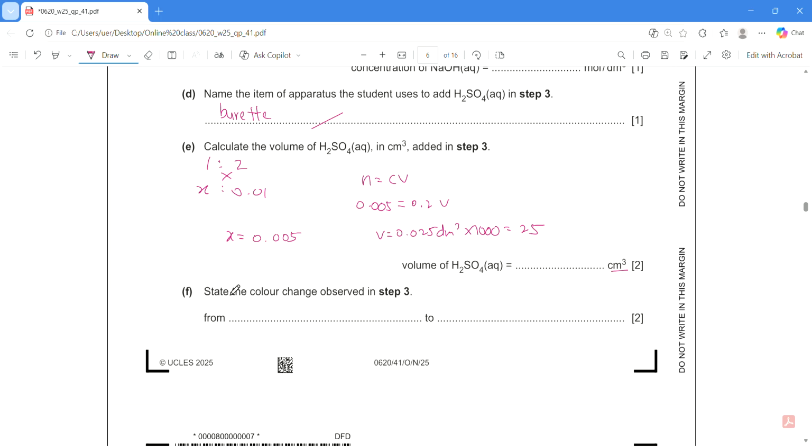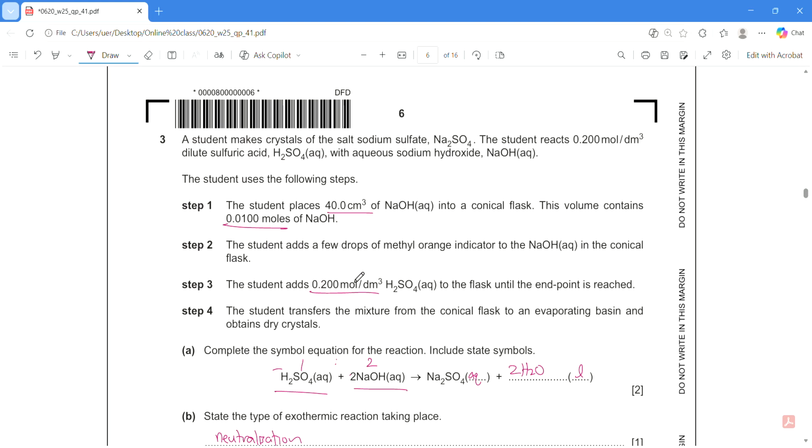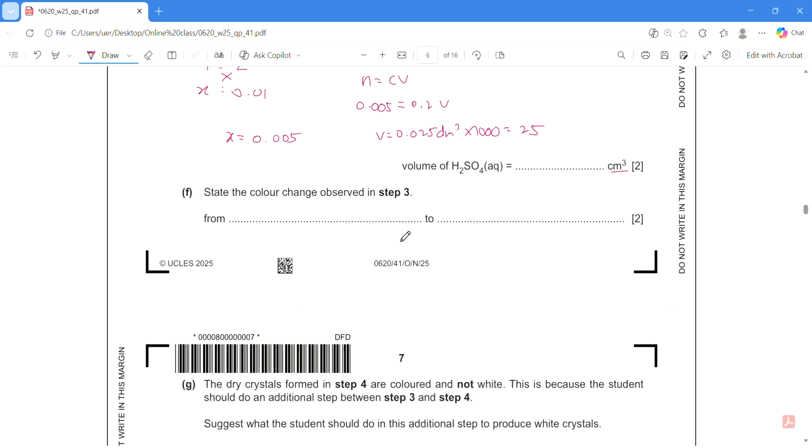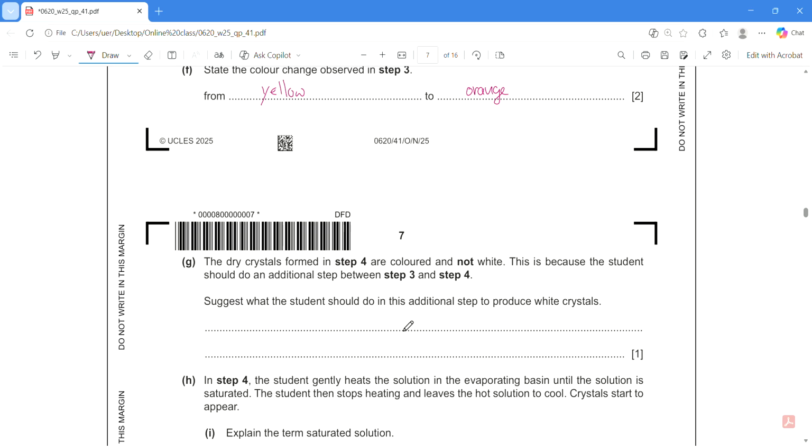Okay, F, state the color change observed in step 3. So step 3, you can see here they use methyl orange indicator. We start from NaOH, which is alkali. Alkali for methyl orange is yellow color. After we add the acid until neutral point, the color will be orange. That's why it is called methyl orange. So easy.